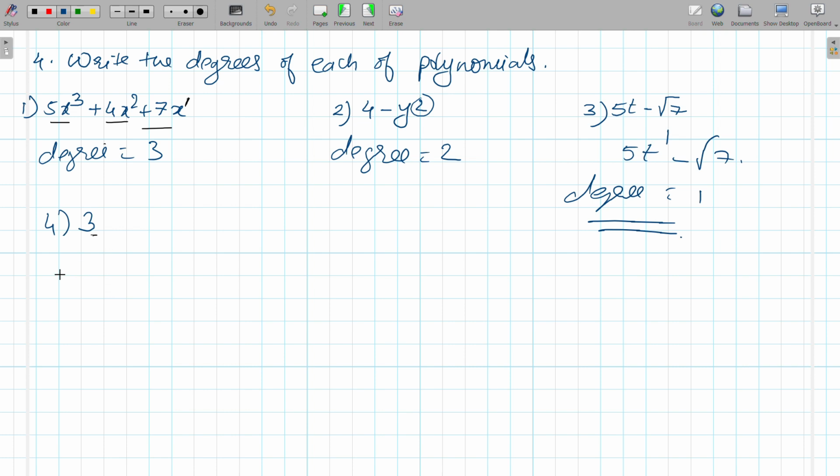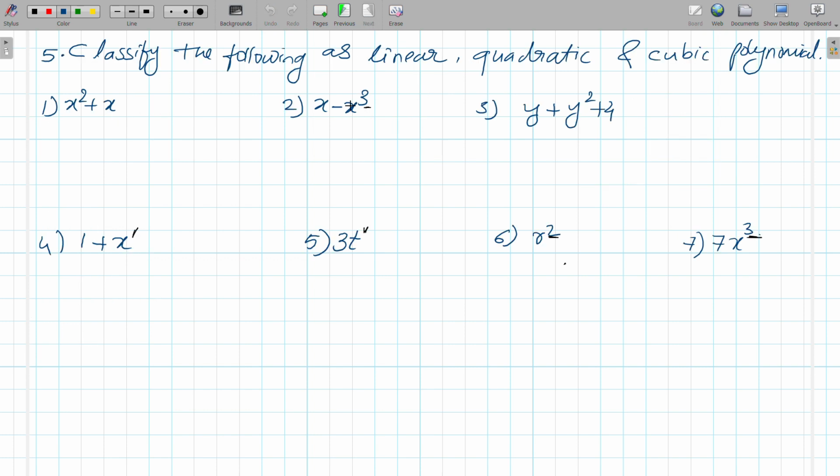Now again here nothing is there, so this can be written as 3 into x to the 0. Why? Just to identify the degree. So degree is equal to 0. Why? Because x to the 0 is nothing but your 1. So 3 into 1 is nothing but your 3. So we are not changing the value of this equation. Just to identify the degree, we are writing it in a proper format, or just by looking at this number we can say that there is no variable associated. So by default the degree of the polynomial will be 0, right? So that is how it is.